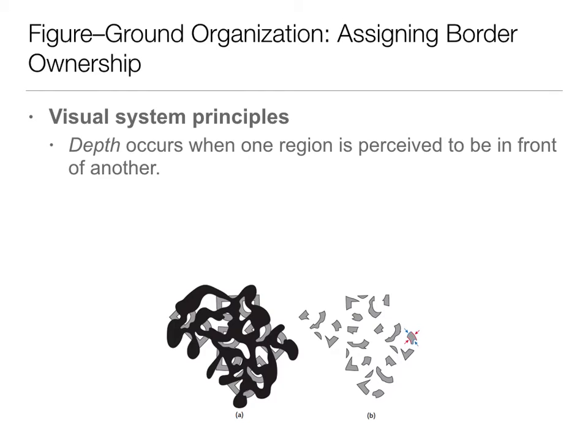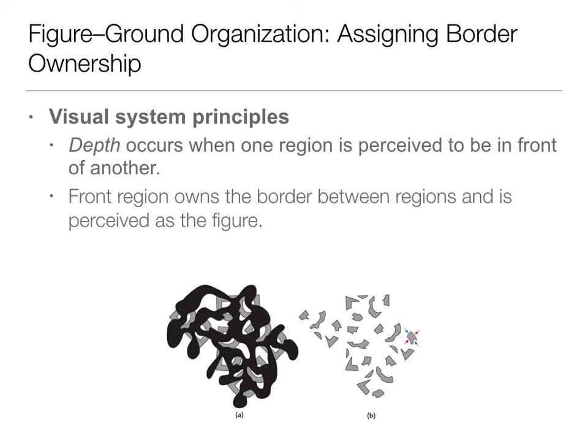The first one is depth. Here in our image of the bees, depth occurs when one region is perceived on top of another. On A, that black ink is perceived on top of those bees, and so we can see the bees. The front region owns that border and is perceived as the figure. Here we would say that there are two figures: the ink on top of the bees, which is on top of a white background. In image B, we don't see that, because it looks like gray irregular shapes on top of a white background.